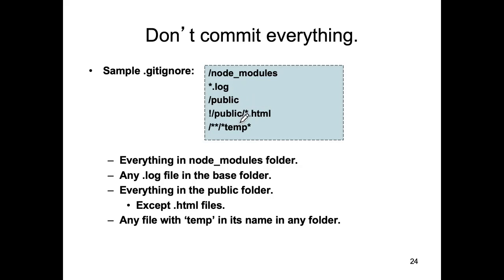And this is saying, anywhere you find a file that has temp in its name, and you can drill down into any levels within the folder structure, the asterisk means go down to all subdirectories and subdirectories. And if you find any file that contains temp in its name, then ignore that as well. So that's just an example of a git ignore file.